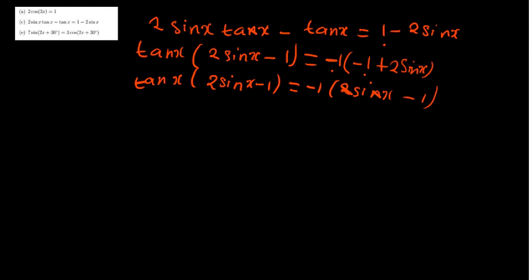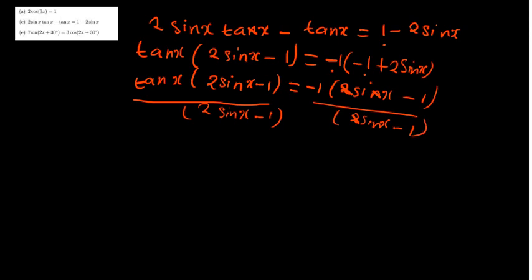Okay, so we have seen that 2 sine x minus 1 is common on both sides of the equation, so we can divide throughout by it so that we eliminate it. So 2 sine x minus 1 here, and 2 sine x minus 1 there. This and that cancel, so tan x is equal to -1.